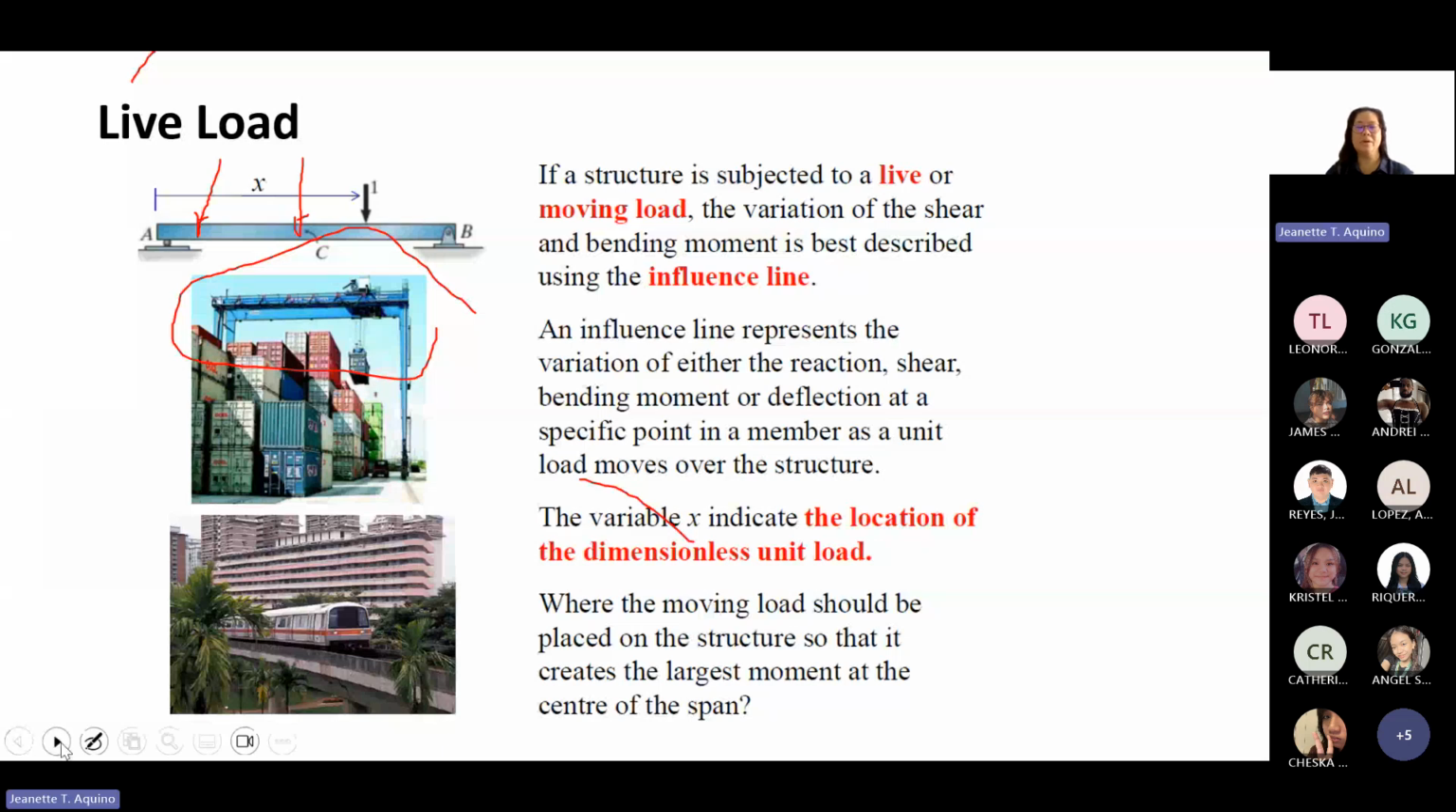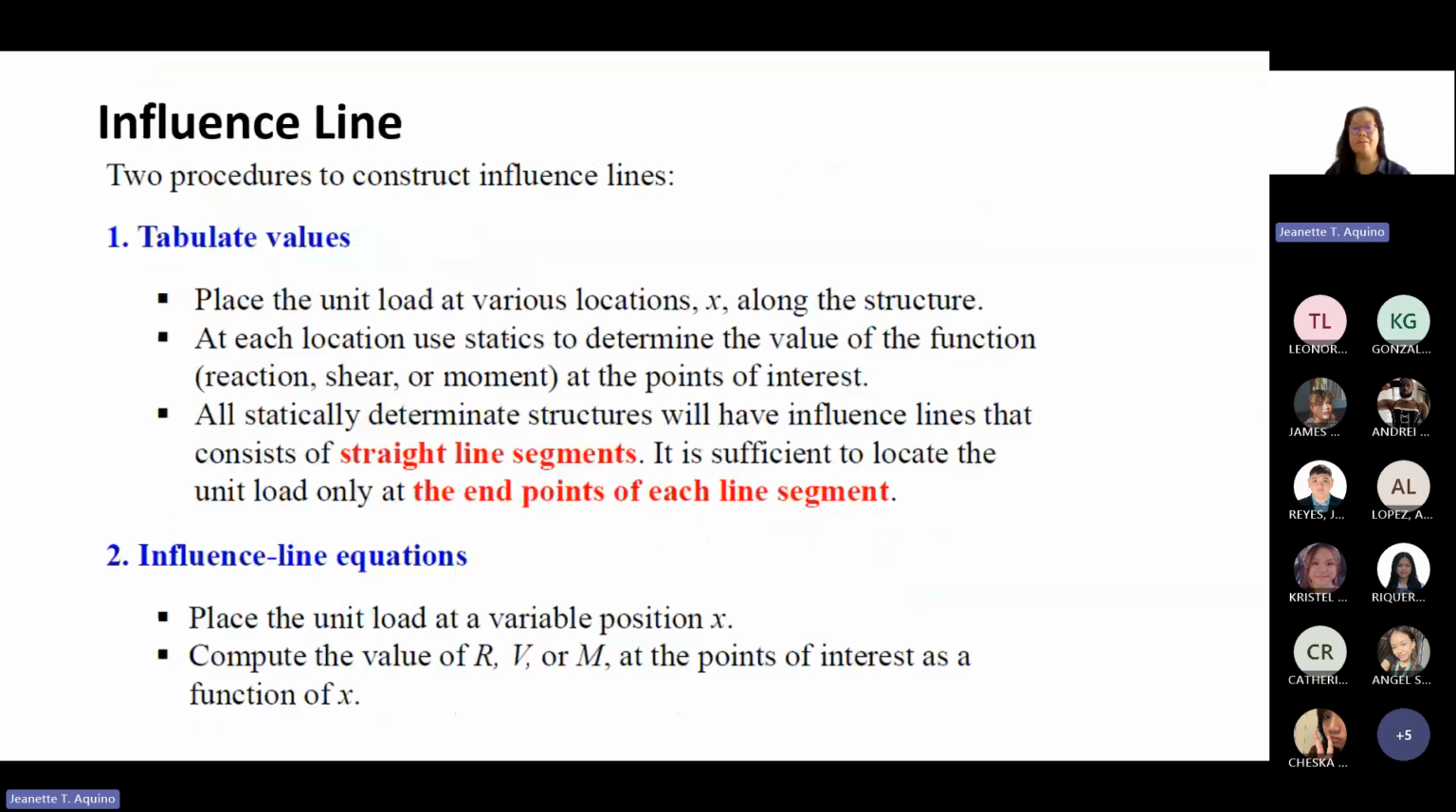To draw the influence line, we have two procedures. Actually, there's three. Later on, I will teach you another method, and you choose which one, so you can check your answer yourself. First, tabulate the values. We place the unit load at various locations along the structure.